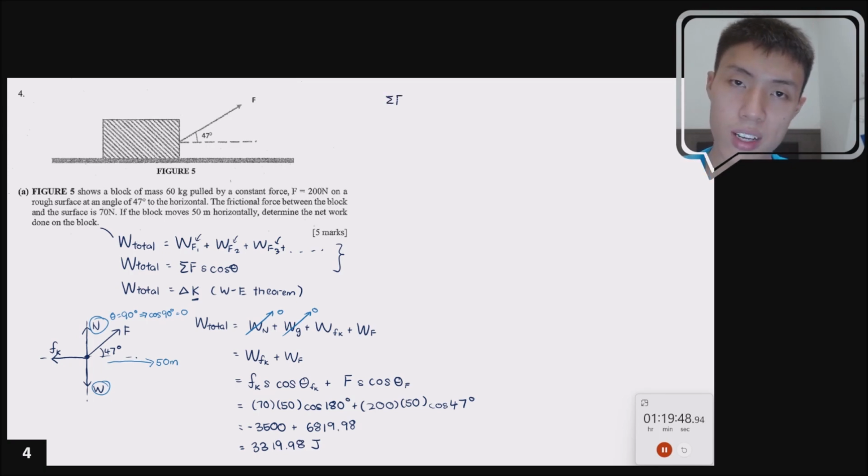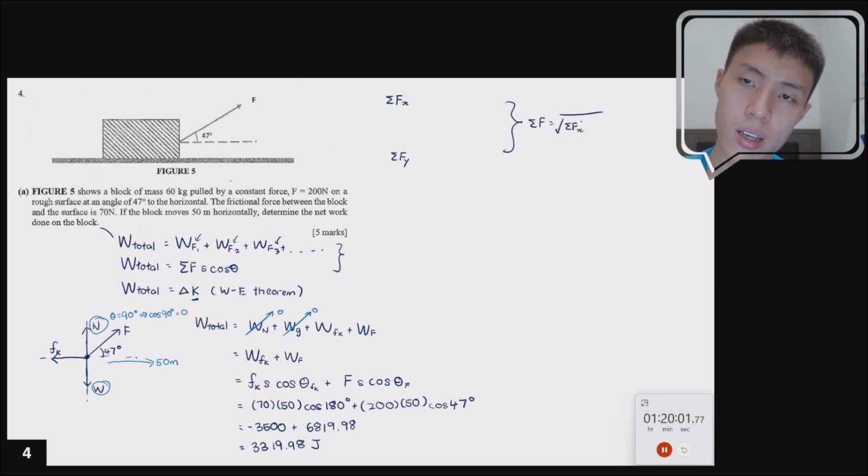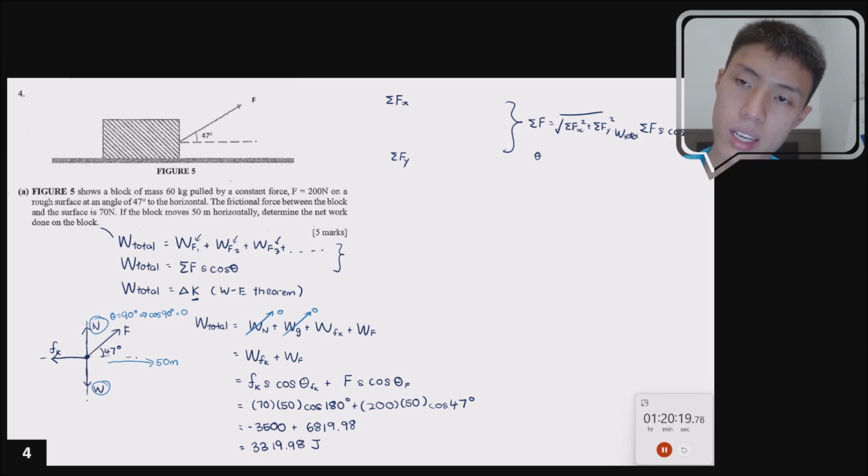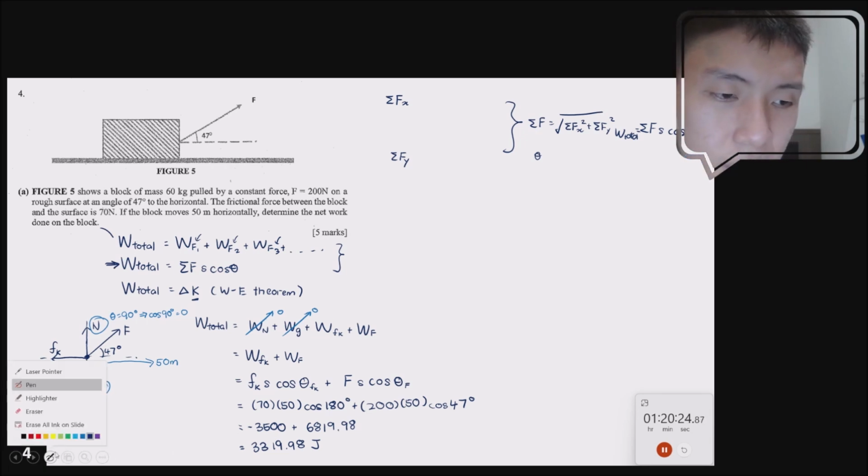You can find the sum of Fx first, and the sum of Fy. Then afterward, you find the sum of F using Pythagoras theorem. You also find the angle. If you have the angle, then after that you do the sum of Fs cos theta to find the total work. That's method 2 over here, but I'm not going to discuss it further.